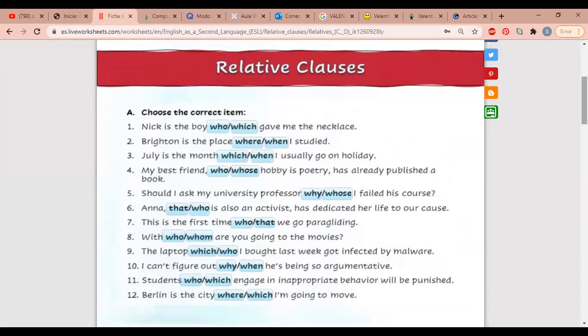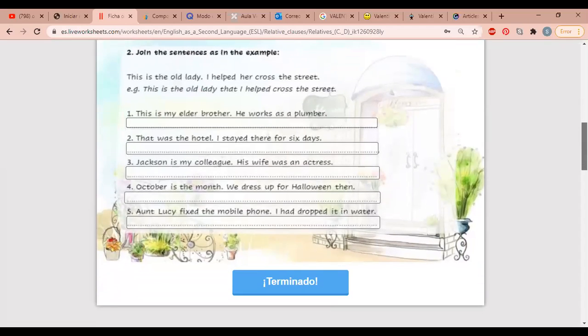For example, in number 1 we have Nick is the boy. Which would you choose? Who or which? Who, right? Who, because we are referring to a person. Who. And so on. You will start choosing the right relative pronoun. Yes, you'll keep choosing the correct one. Teacher. Yes. The ones below too? Yes, of course. This one. No, those are the ones I don't understand well, because I wasn't there in the first hours. I didn't understand anything. Okay. Let's see, then.